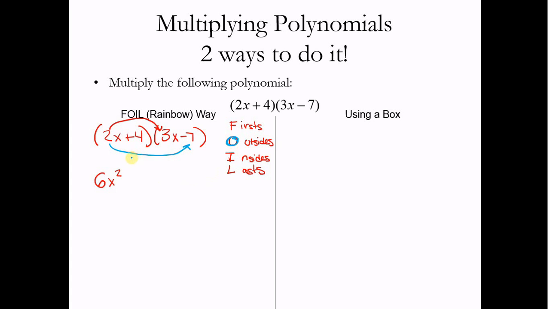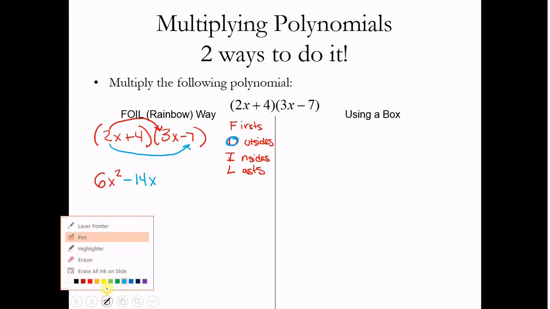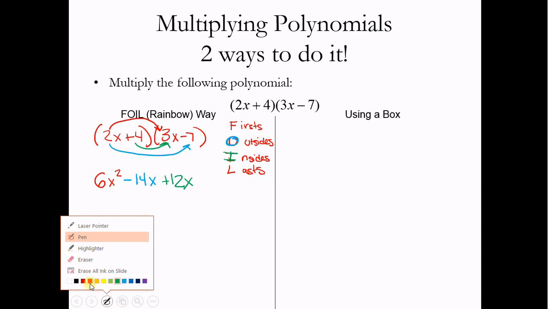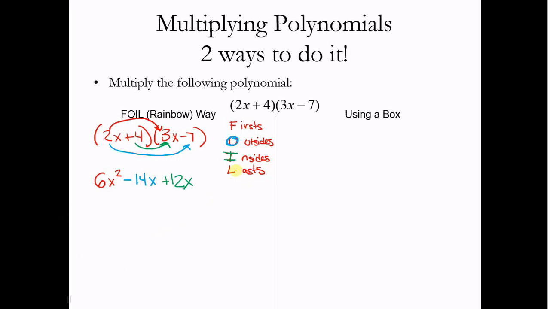Blue is my O. So 2 times negative 7, that's a negative 14x. In my insides, I'm going to multiply those guys. 4 times 3, that's my I, that's 12, so positive 12x. And then my lasts, let's do L in yellow. That's my last times the last. 4 times negative 7, that's negative 28.